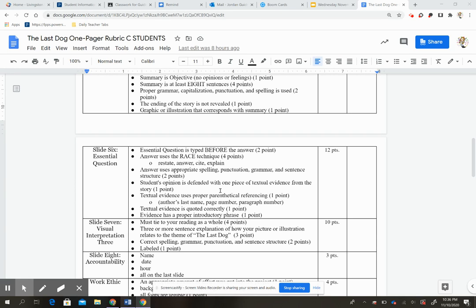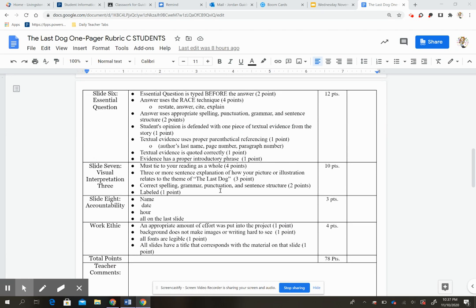Your textual evidence uses proper parenthetical referencing. Your textual evidence is quoted correctly, and your evidence is properly introduced. Use an introductory phrase like on page 197 it states, or Catherine Patterson says, something along those lines. Now, make sure that your essential question is, should we build a home in space?